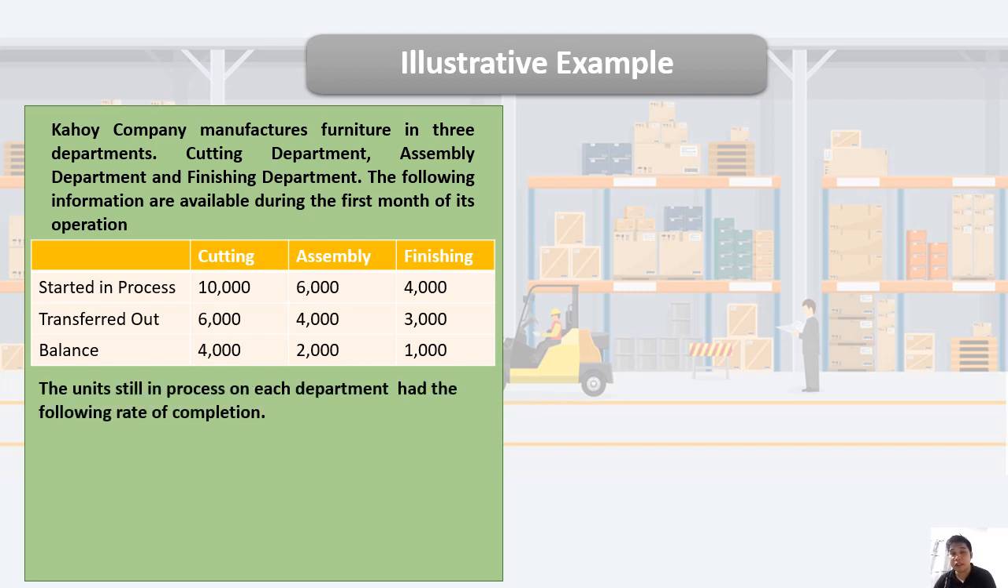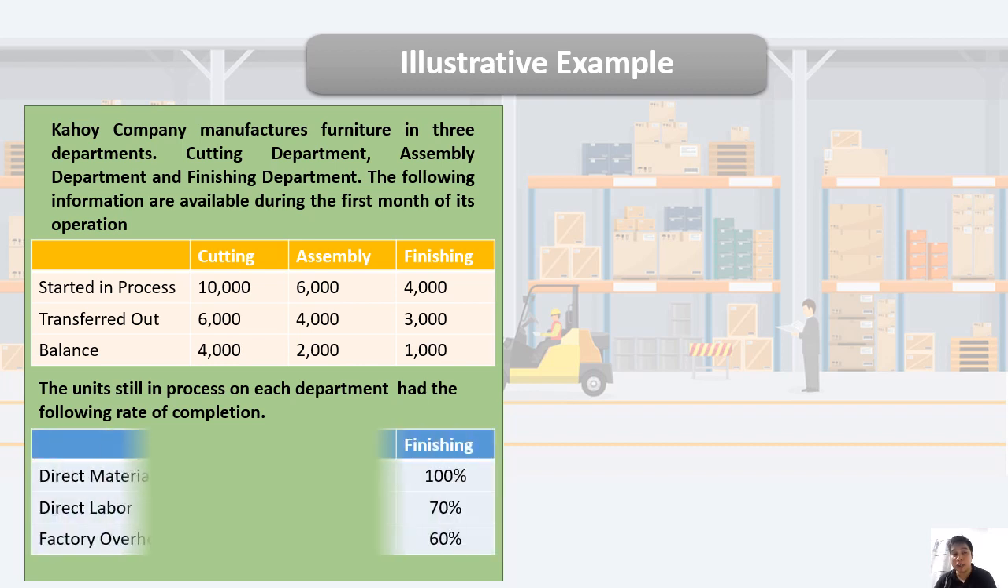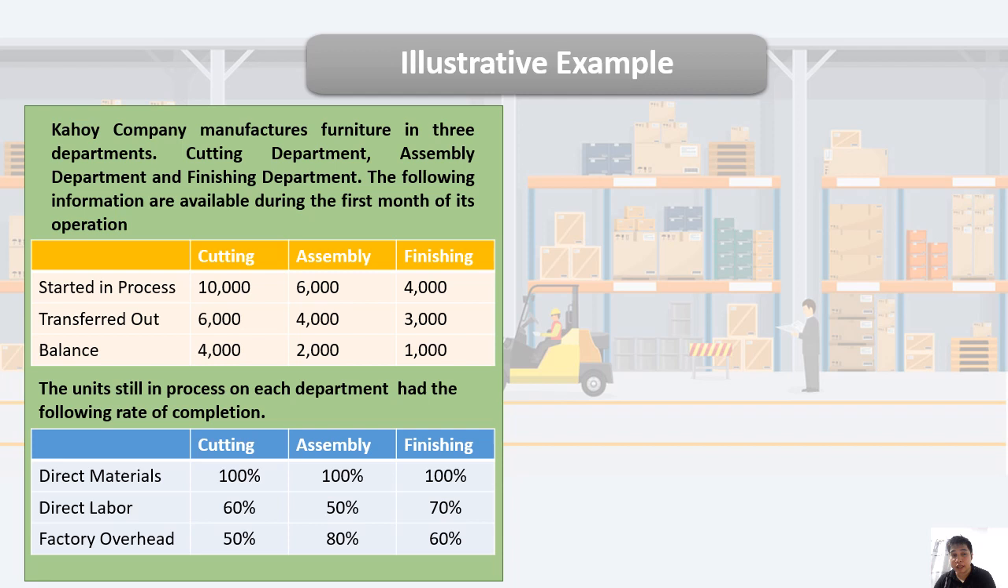The units still in process on each department had the following rate of completion. Since the production of those units is not yet finished, their rate of completion is not yet 100%. Per cutting department, as far as direct materials is concerned, it is already 100% done. So the only costs to add there are direct labor and factory overhead. As far as direct labor is concerned, it is 60% done. Then factory overhead is 50% done.